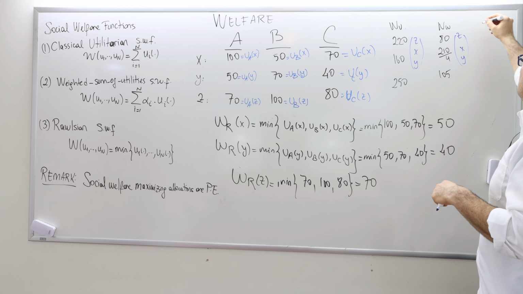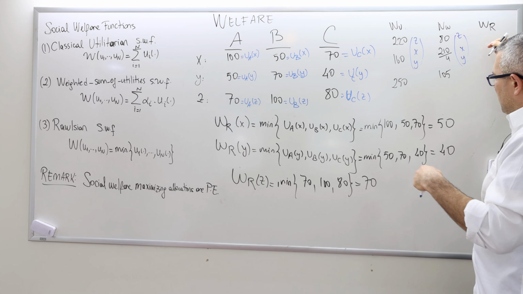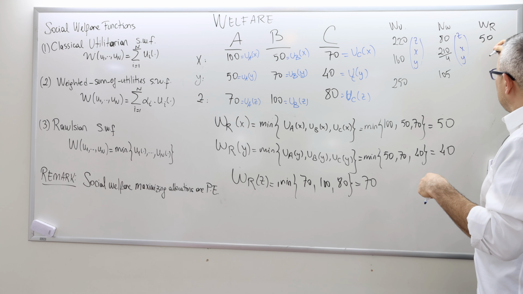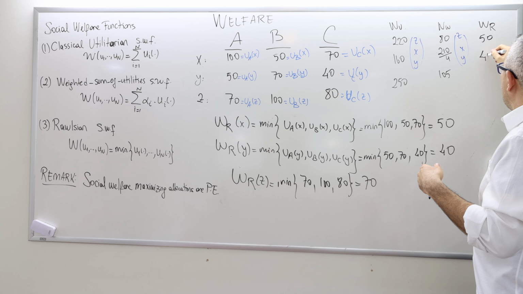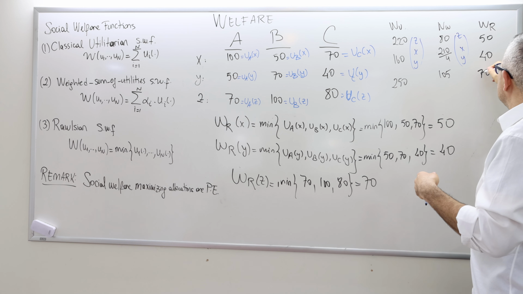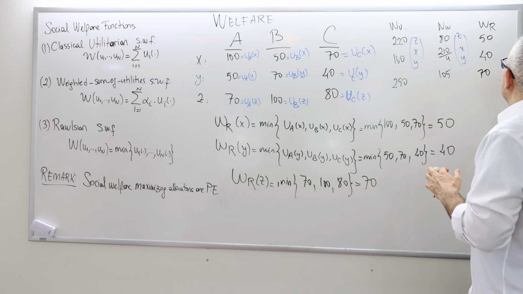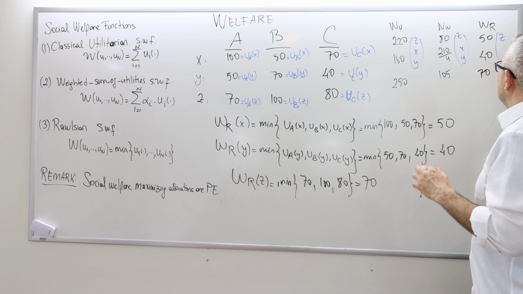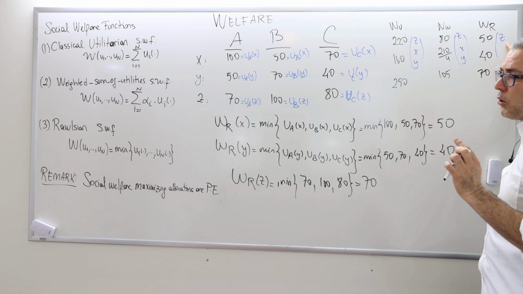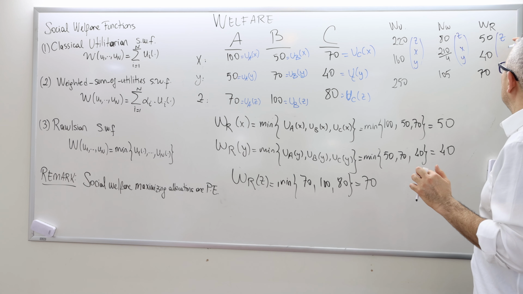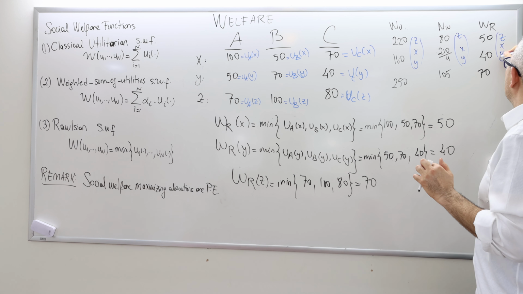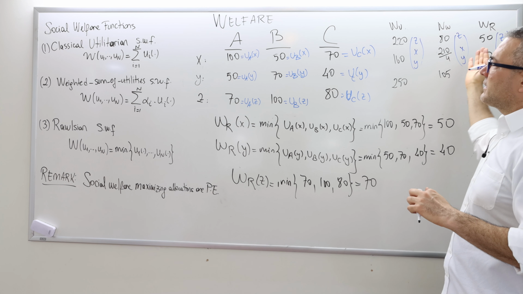So the Rawlsian is going to give us the utility function 50 for X, 40 for Y, and then 70 for Z. And interestingly, it also gives us Z as the socially most preferred alternative, and then X, and then Y. All right. So, well, this is a coincidence.